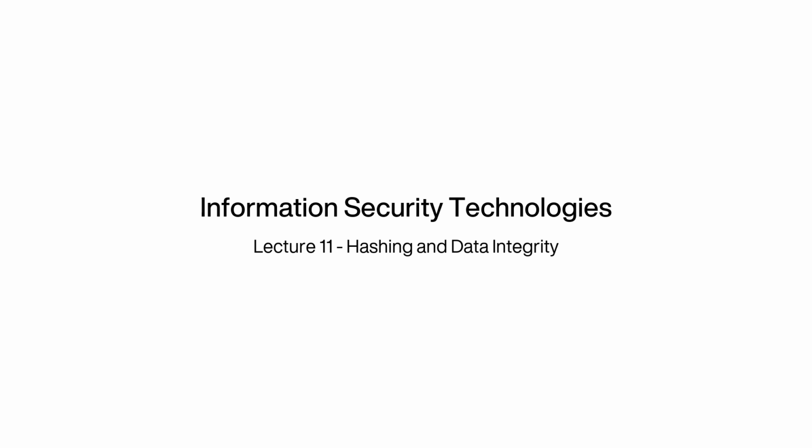Part 5. BLAKE2 and BLAKE3. BLAKE2, published in 2012, is a hash function optimized for speed while maintaining security. It was based on BLAKE, a SHA-3 competition finalist, but redesigned for practical deployment. BLAKE2 comes in two main variants. BLAKE2b, optimized for 64-bit platforms, produces up to 512-bit hashes. BLAKE2s, optimized for 32-bit platforms, produces up to 256-bit hashes.